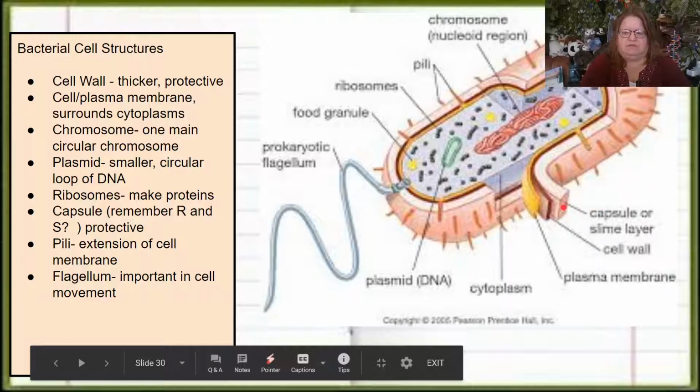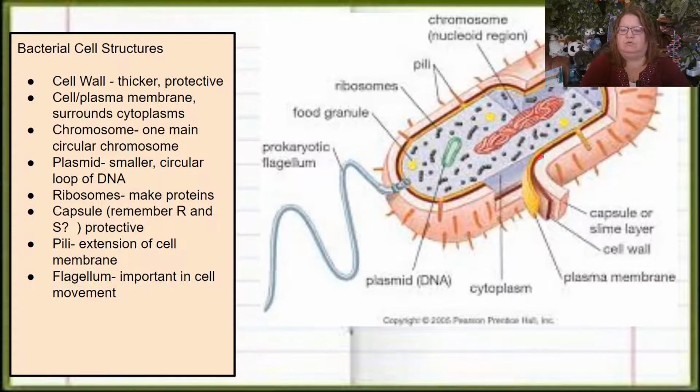Next to that would be the capsule or slime layer. Some bacteria have one, remember our R and S cells way back in December. The R and the S cells refer to whether or not they had a capsule, and it also is protective. It means that our immune system does not do a really good job with the ones that have a capsule.